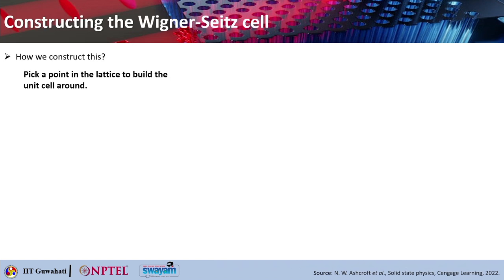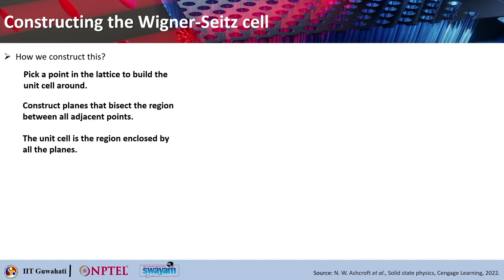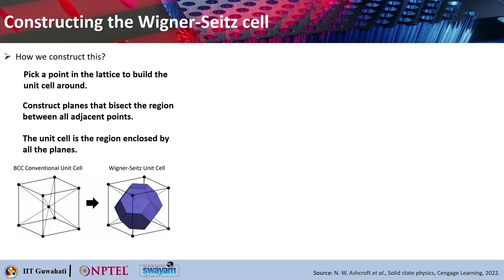So, now let us first see how do you construct the Wigner-Seitz cell. So, how do you construct this? Okay, and why it is required. So, first you have to pick a point in the lattice to build a unit cell around it. Okay, so this is the BCC conventional unit cell. Okay. Now, you construct planes that bisect the region between all adjacent points.